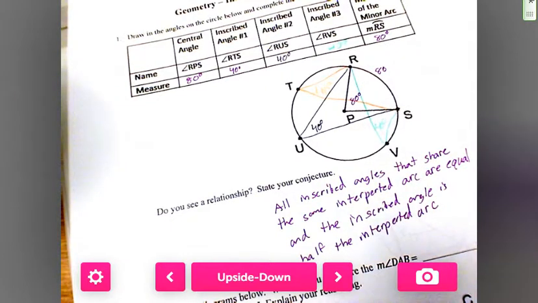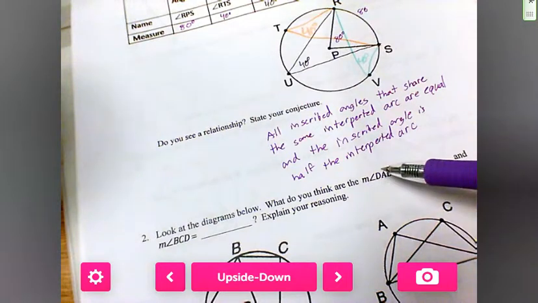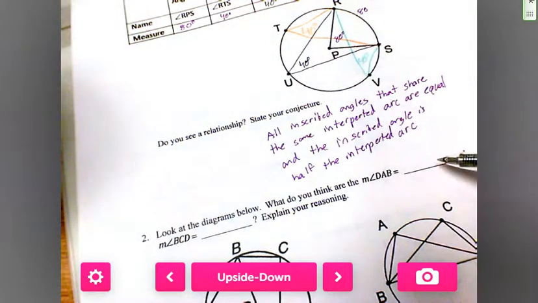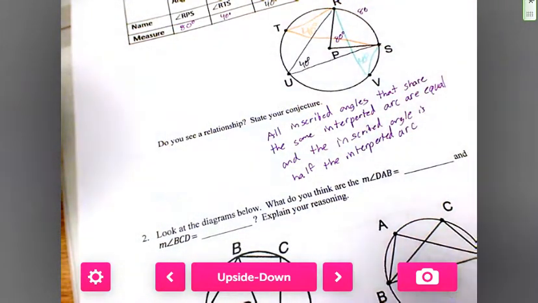Okay, so we're going to look at these diagrams below. What do you think is the measure of DAB equal to? And what do we think the measure of BCD is equal to? Okay, and we're going to explain our reasonings.